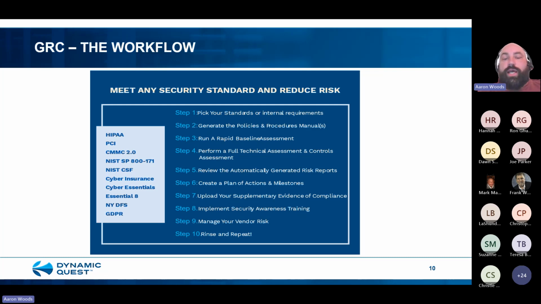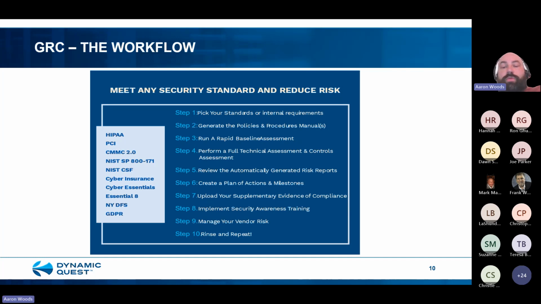So our tools can actually pull that information automatically and link it back to the control and show the proof that that's being done. Review the automatically generated risk reports. You create a plan of action and milestones on any gaps and when those gaps will be mitigated.